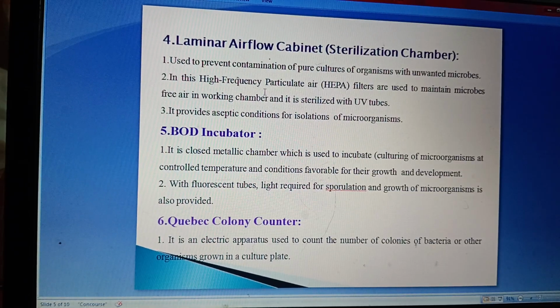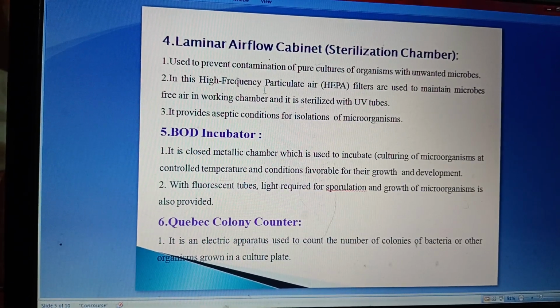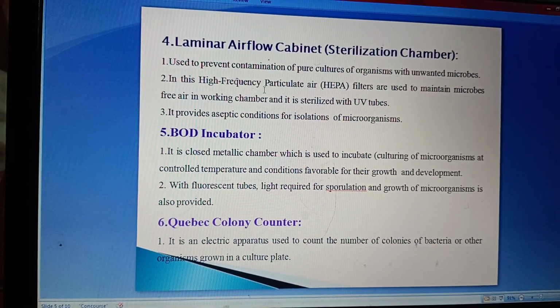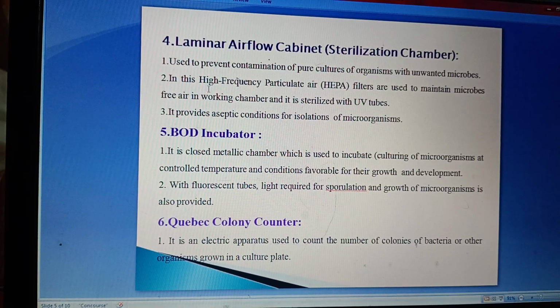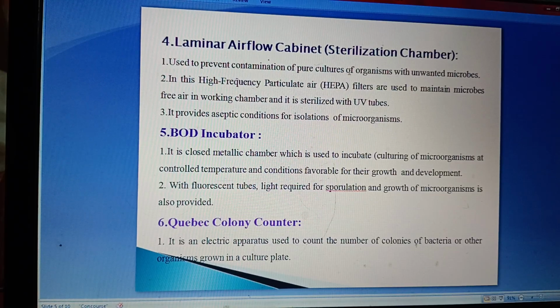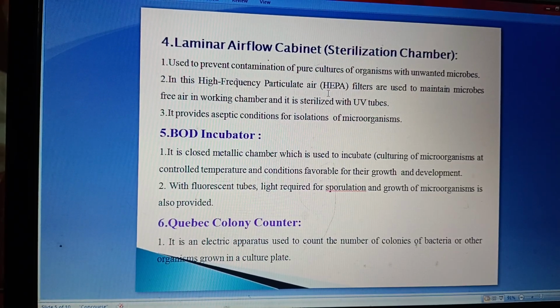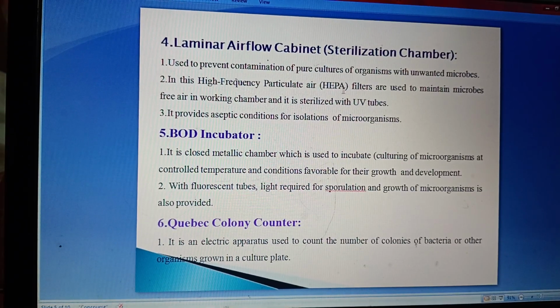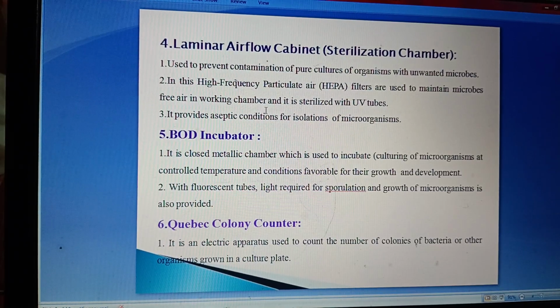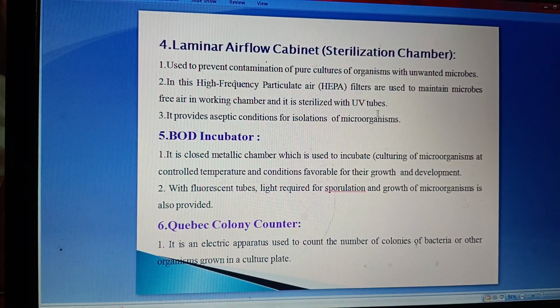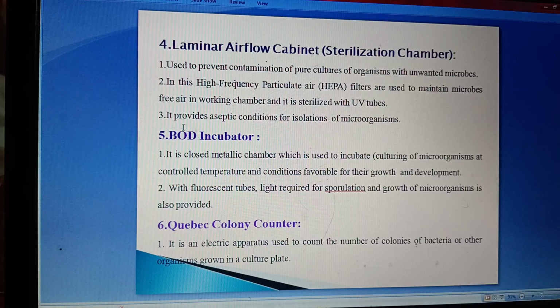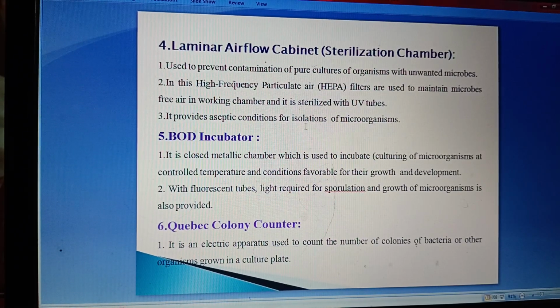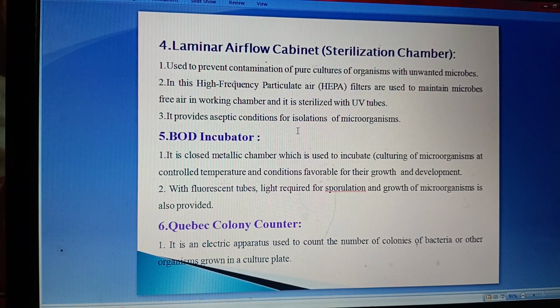Fourth one is laminar airflow cabinet, also called sterilization chamber. First, used to prevent contamination of pure cultures of organisms with unwanted microbes. Second, in this high efficiency particulate air filters are used to maintain microbes free air in working chamber, and it is sterilized with UV tubes. Third point is it provides aseptic conditions for isolation of microorganisms.